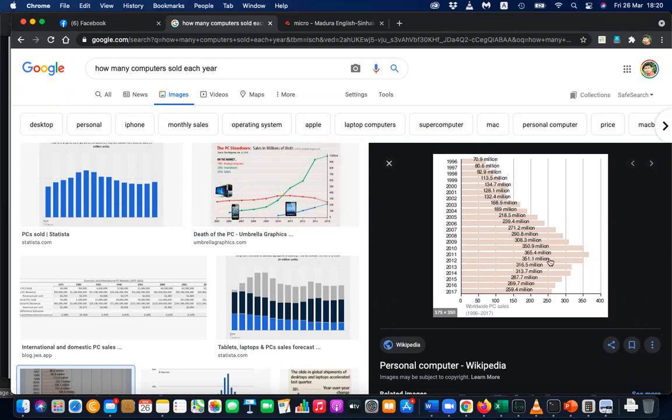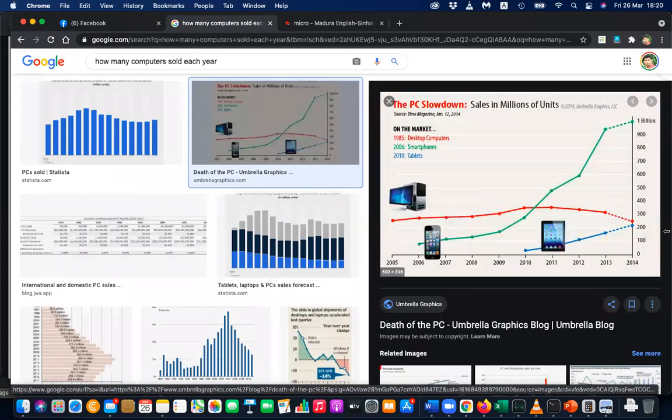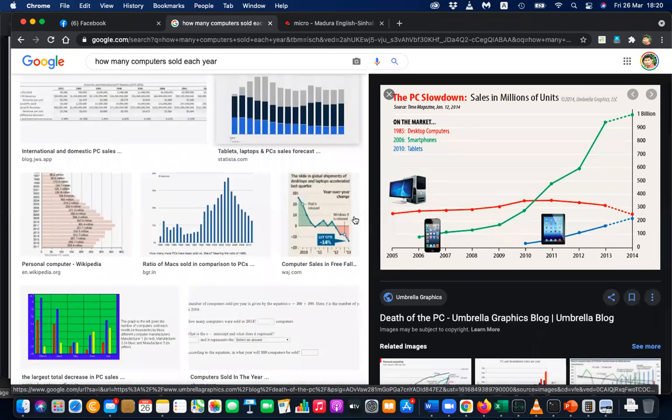Personal computer. Yes. Smartphones and tablets. Yes, here you can see. Personal computer sales have gone down, but you can see what has happened to smartphones. Smartphones have gone up to 1 billion by now. By 2014, it's closer to 1 billion. So simply, personal computers will go down, but tabs and these will go up. So that is the main reason, right?